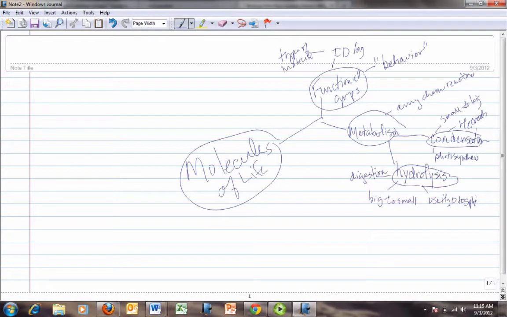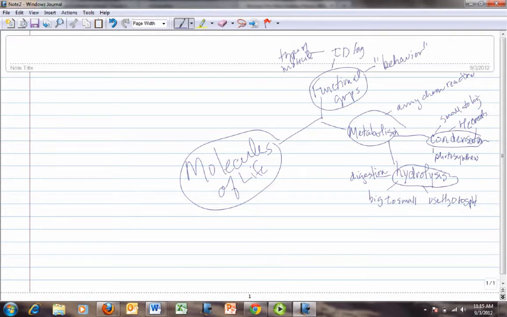So those two reactions are the two most important reactions that you need to know that are going on in metabolism. And that's what gives rise to every single one of our molecules of life: our fats, our proteins, our carbohydrates, and our nucleic acids. So those two major reactions are very important.